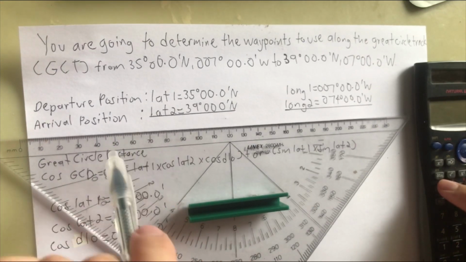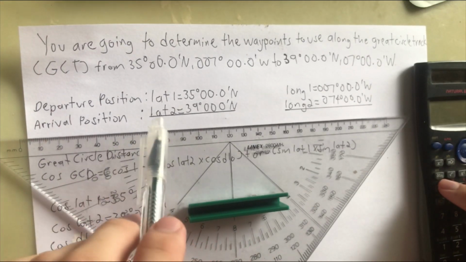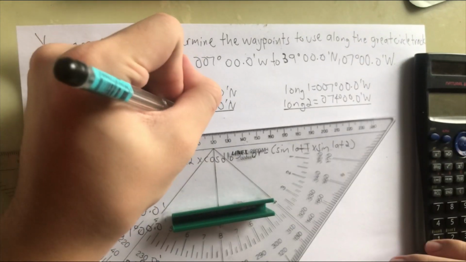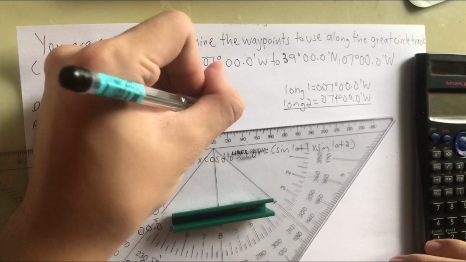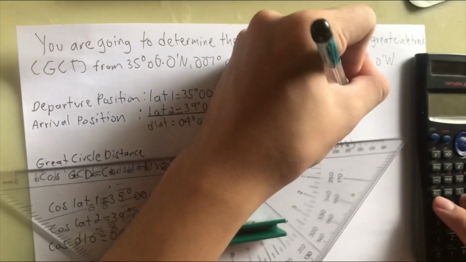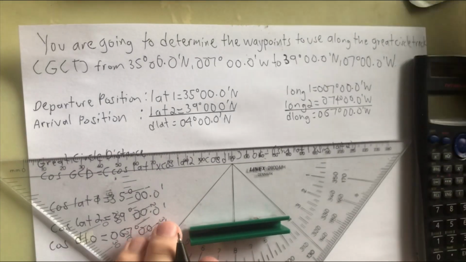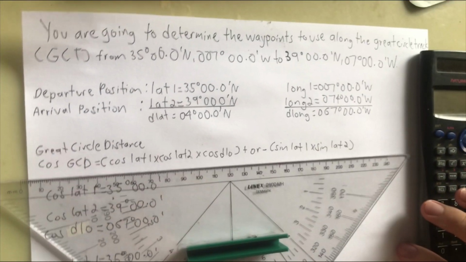Before we compute, we always take note that the same name is minus and the different name is plus. If we minus lat 1 and lat 2, the answer is d lat equals 4 degrees north. If we minus long 1 and long 2, the answer is d long equals 67 degrees west. The next is we will find the great circle distance.